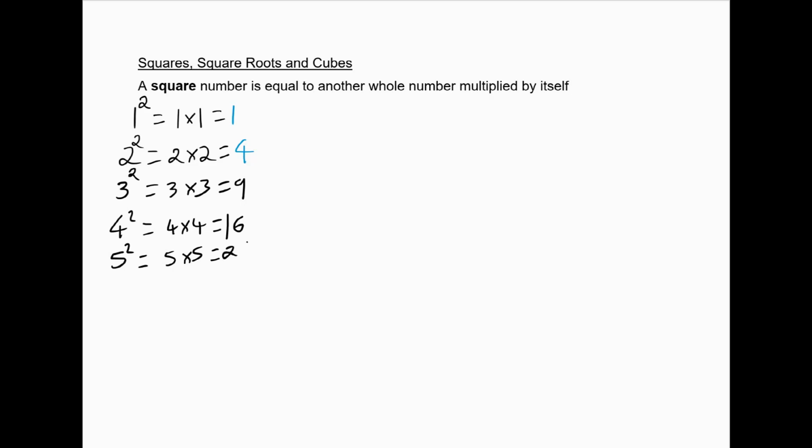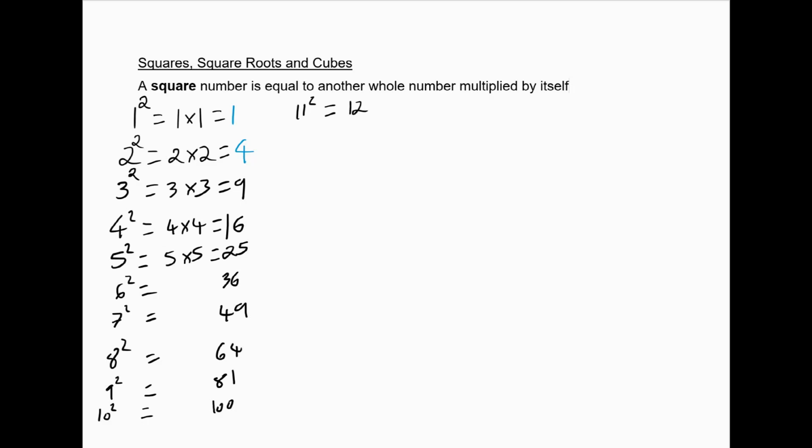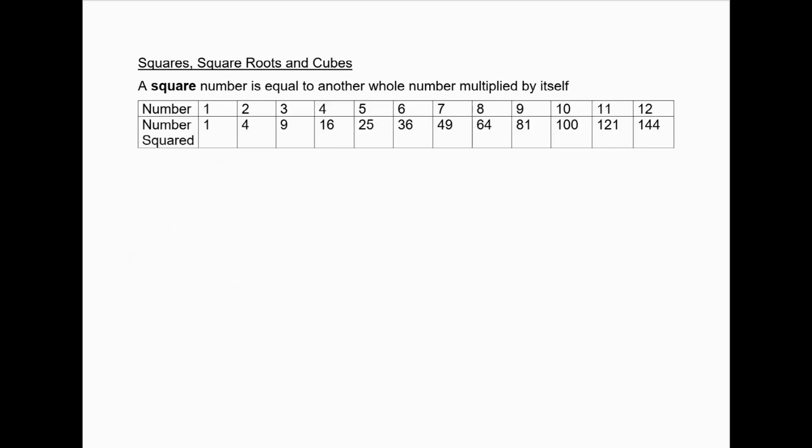And if we carry on this way, we will get 6 squared, 36, 7 squared, 49, 8 squared, 64, 9 squared, 81, 10 squared, 10 times 10 is 100, 11 squared is 121, and 12 squared is 144. So I'm going to write those out a little bit more neatly as shown.